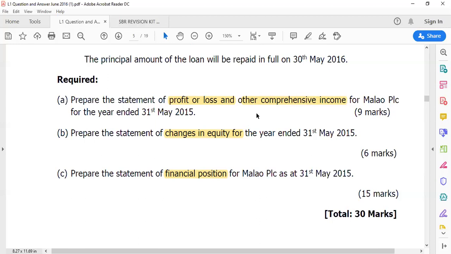Okay, so first things first, in every exam, requirement is important. So now we know what we are looking for as dictated by Robert Bruce Ngoma. So there we go. We're looking for profit or loss, other comprehensive income, changes in equity, and financial position.